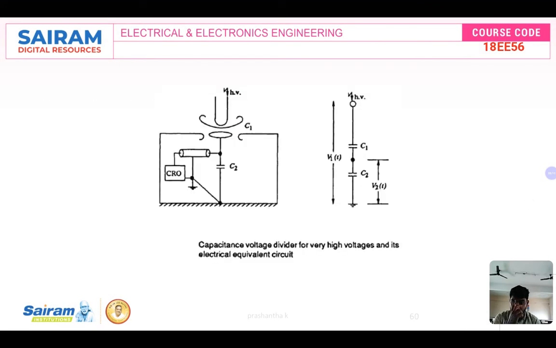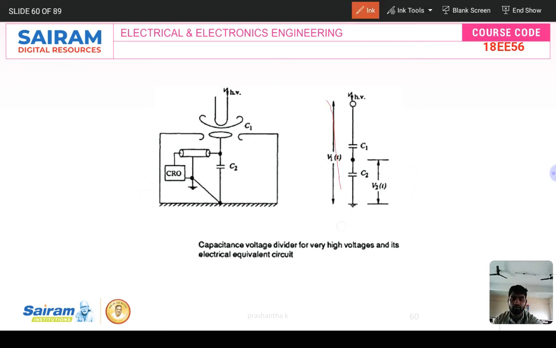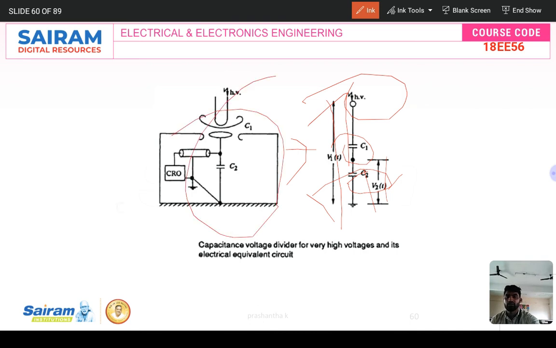So this is the capacitance voltage divider for very high voltage and its electrical equivalent circuit. So the CRO is there, and C1 and C2 will be there. C1 is this one and C2 is this one. This is the total voltage V1 of T, this is V2 of T. So C1 is here, C2 is here, and high voltage is given. So this is the internal circuit diagram, made in a single line. This is C1 and this is C2. This is a cable, and the CRO is the indication of output voltage. So this is the capacitance voltage divider for a very high voltage and its electrical equivalent circuit, right?